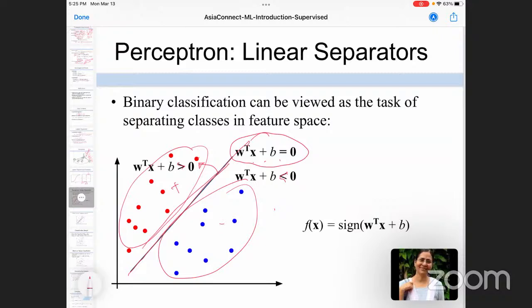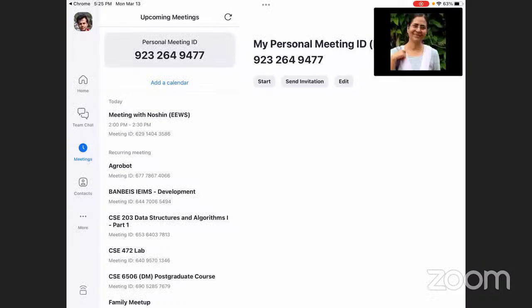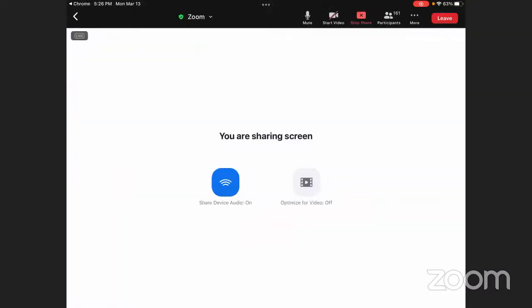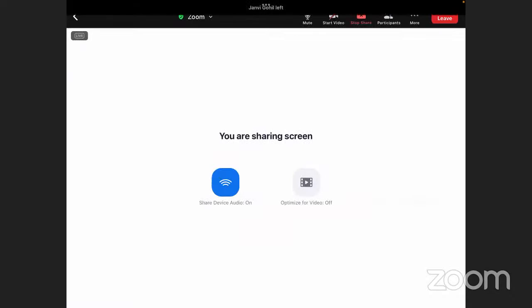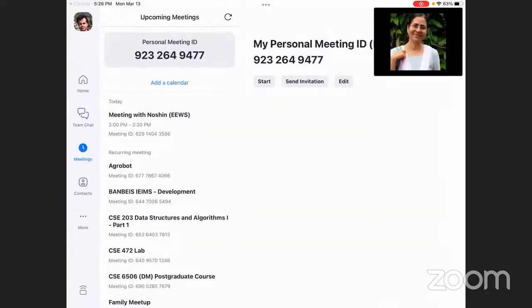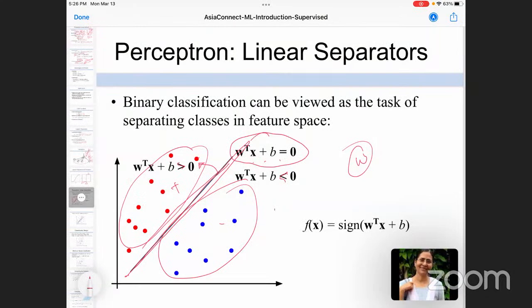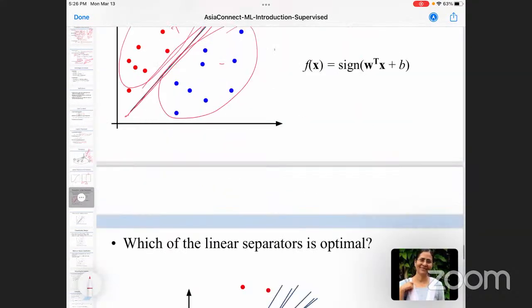Can anyone answer, what is W here? Where is W? So this is a line, but where is W? Anything in the chat box? No. Okay, I'll come to that point. Where is W? This is important. Okay, so it is easy, right?